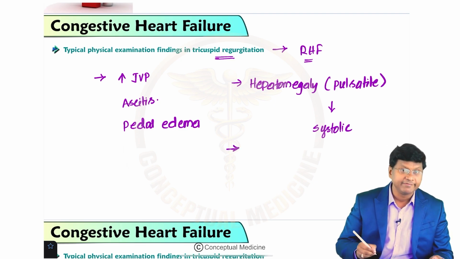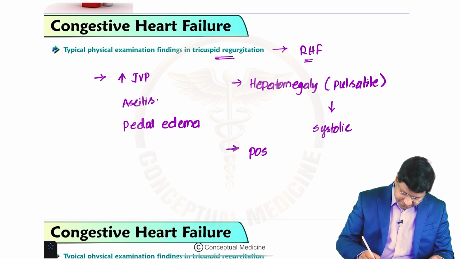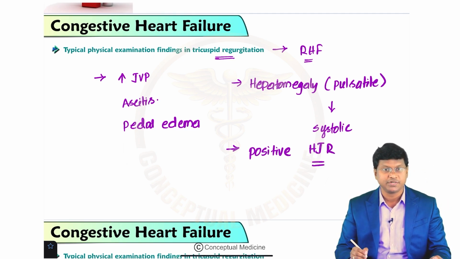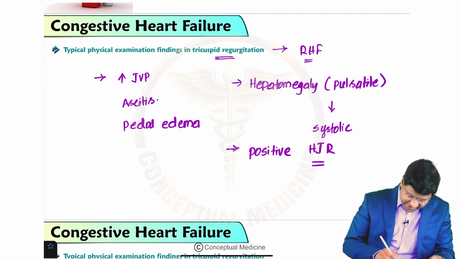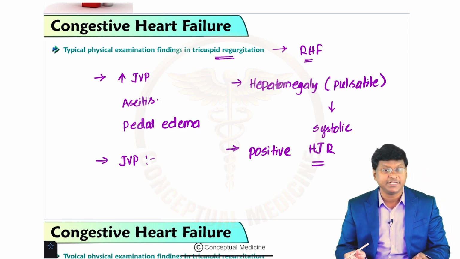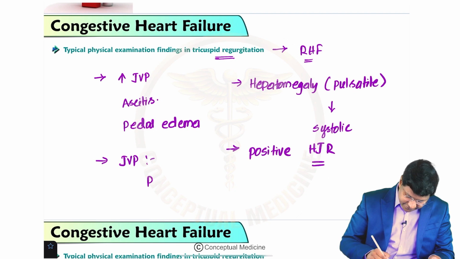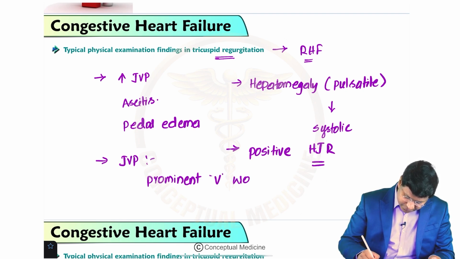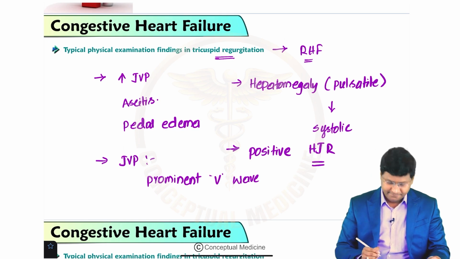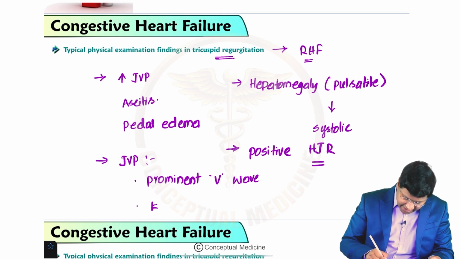And they also have a positive hepatojugular reflex, right? They also have a positive hepatojugular reflex. And if you see the JVP in tricuspid regurgitation, what are the abnormalities within the waves? They have a prominent V wave and they have an early Y descent.